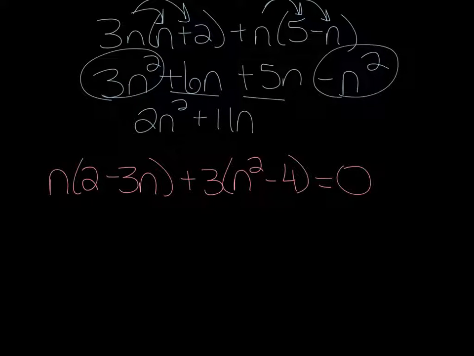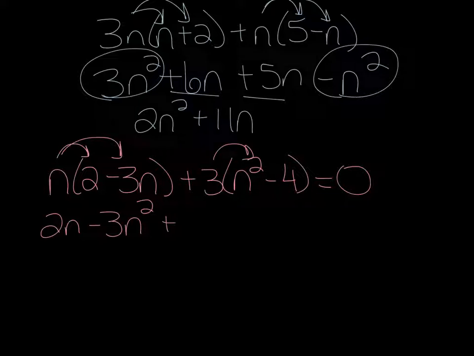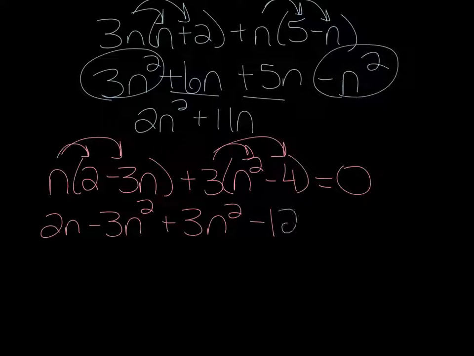This next one is very similar, except they put it into an equation, so we're actually going to solve for n here. So I see two sets of distributive property. Let's distribute. 2n minus 3n squared plus 3n squared minus 12. Don't forget your equal 0.